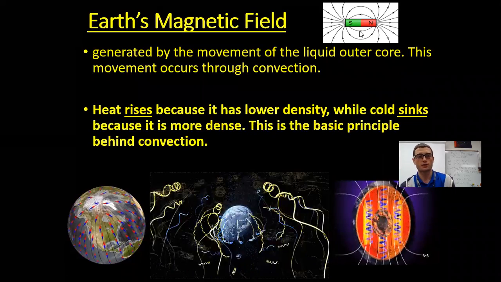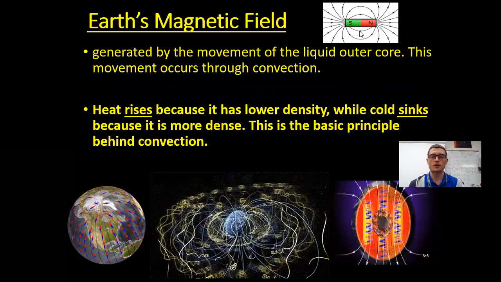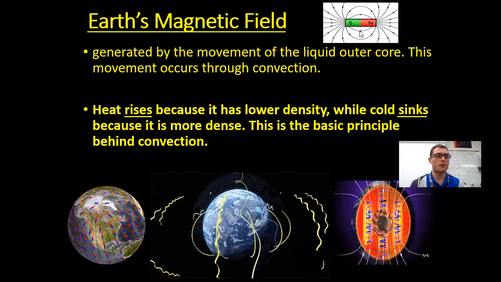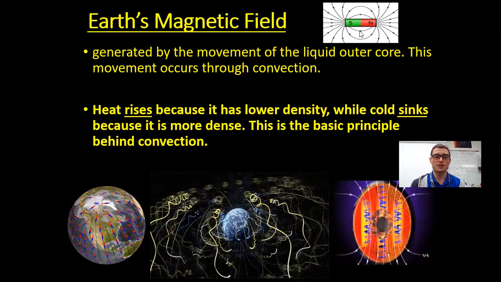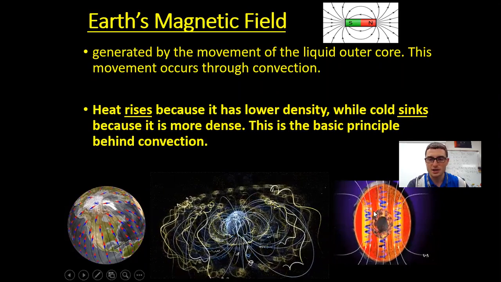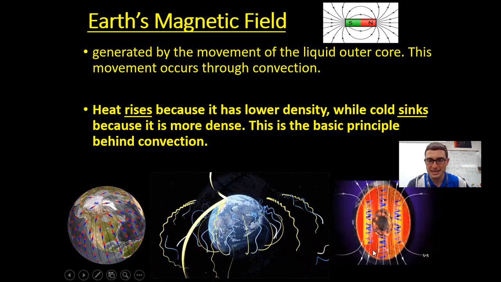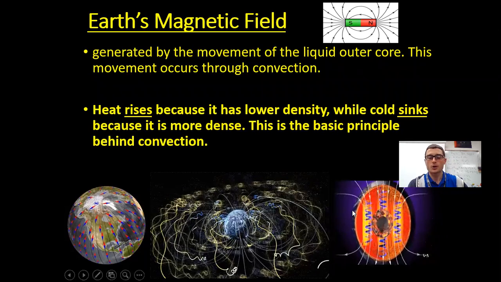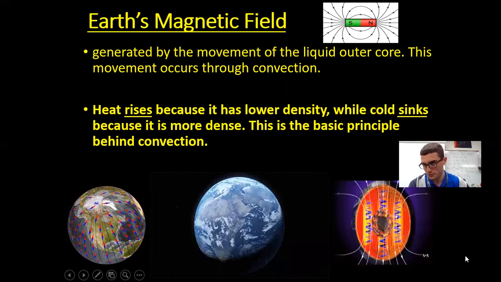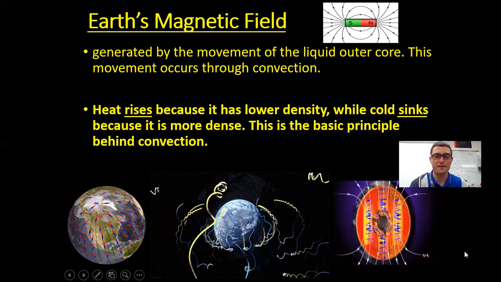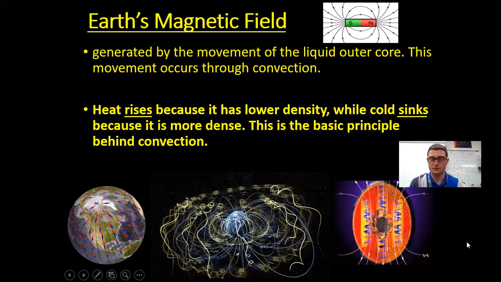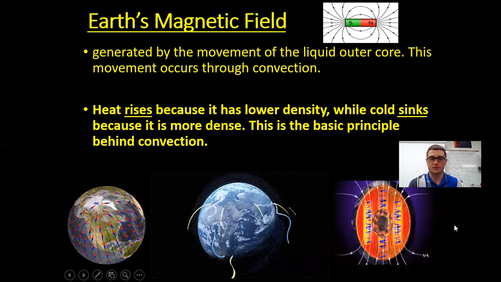So Earth's Magnetic Field, generated by the movement of the liquid outer core, okay? So we talked about the metal iron inner core, and this movement occurs through convection. Not only do we have magnetic energy flowing through our planet, we've got heat flowing through the planet. The planet is very much alive. It's very much active. It's not a living thing, but it's got so much energy flowing through it from all different areas and all different facets, right?